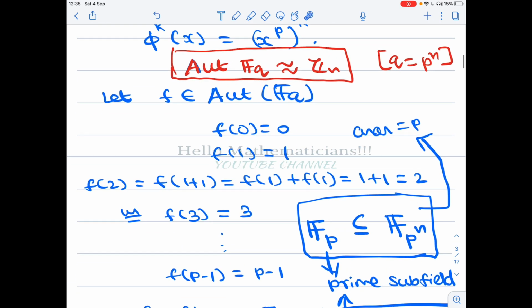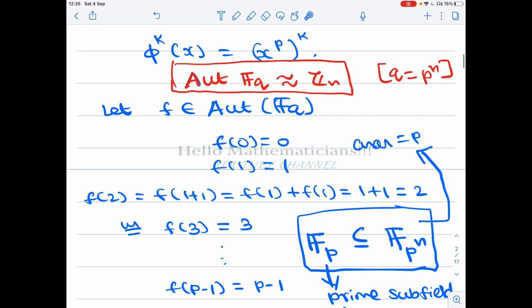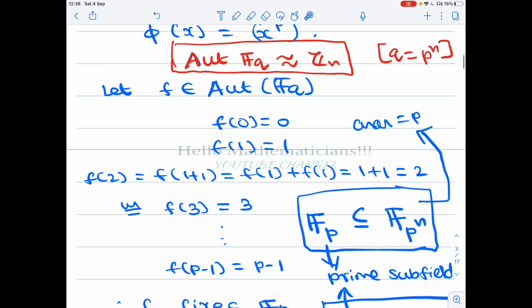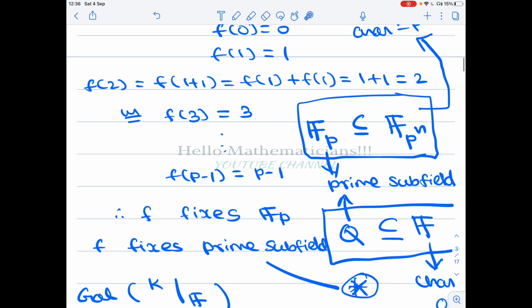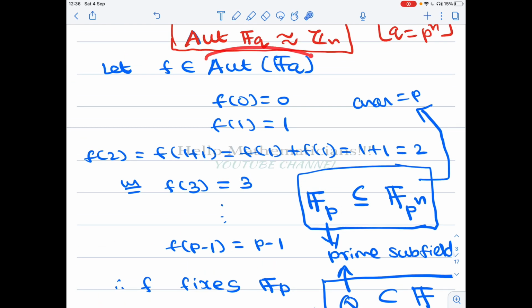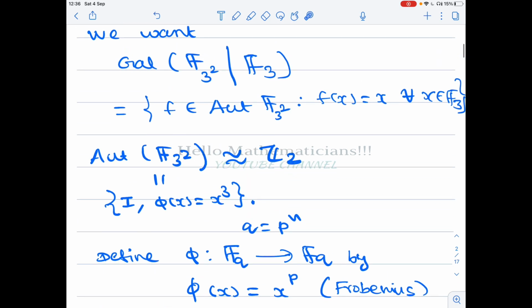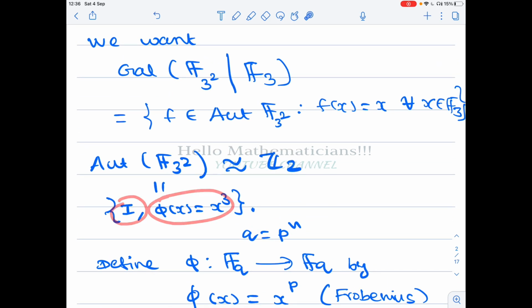Now, what are the elements of F3? First we claim a more general result. Take any automorphism of the field FQ; then it will fix the elements of the prime subfield pointwise. Even if it is of finite characteristic or infinite characteristic, it doesn't matter. Any field automorphism of the bigger field will fix the elements of the prime subfield. Therefore, in our case both of these automorphisms will fix the elements of the field F3, because F3 is the prime subfield of F3 square. That is what we saw.